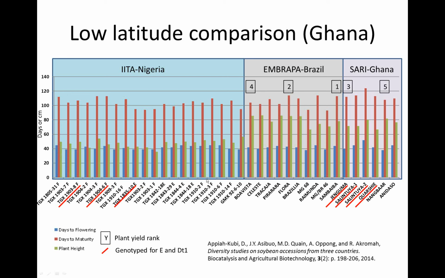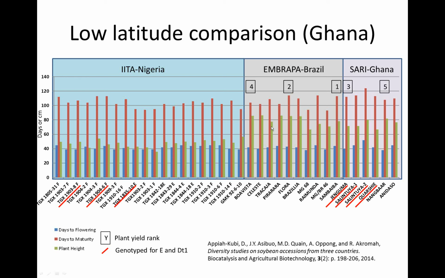And so what I wanted to show here is that there's quite a bit of similarity in the days to flowering and the days to maturity among these different accessions, which I will say were genetically quite distinct geographically in terms of the diversity analysis that they did.